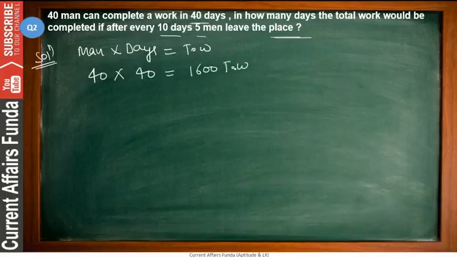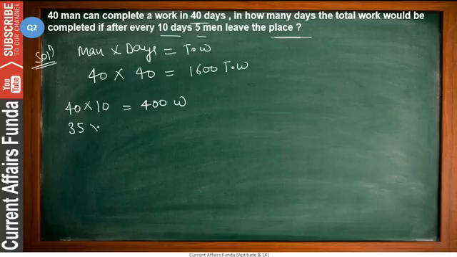Okay, so the question is asking in how many days the total work would be completed if after every 10 days 5 men leave the place. Suppose 40 men start working and take 10 days, so the total work will be 400 units. Again, in the next 10 days 5 men leave the place, that means there are 35. They will work for 10 days and do 350 work.